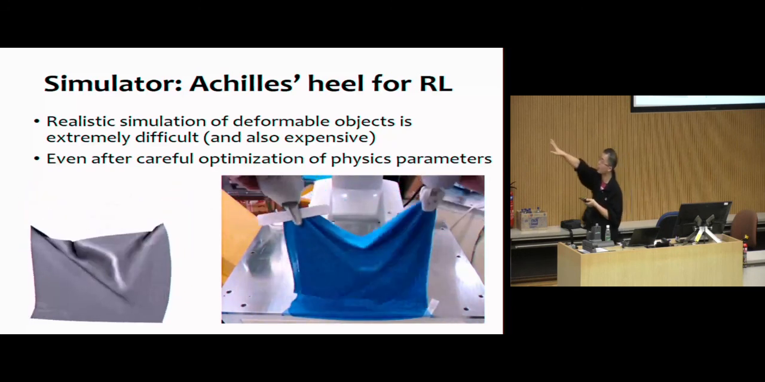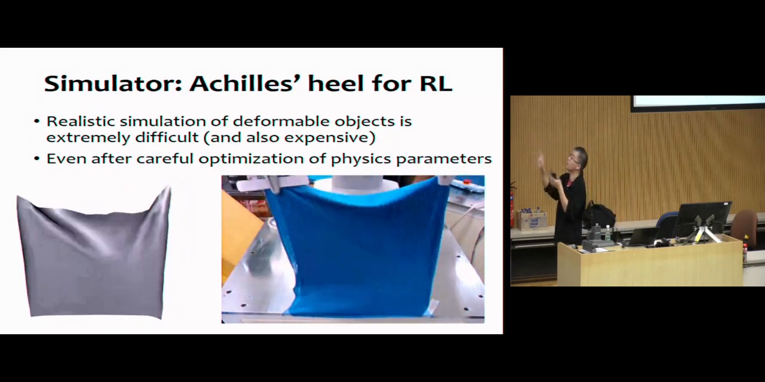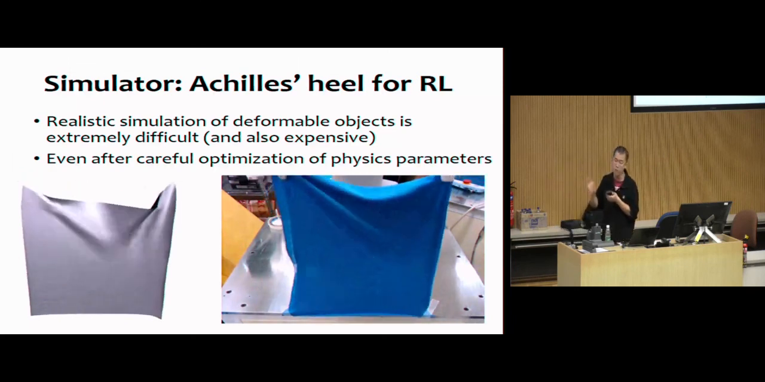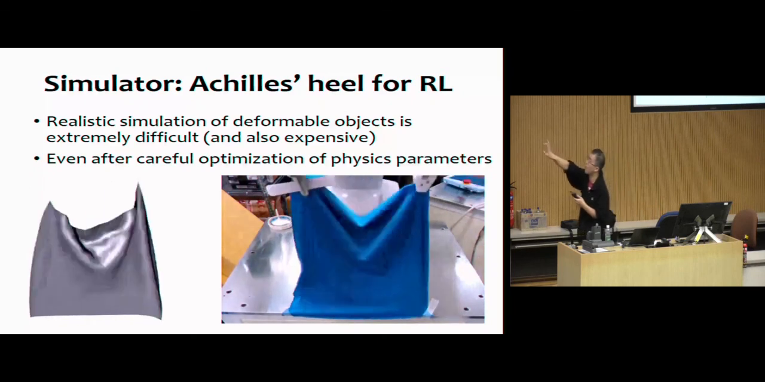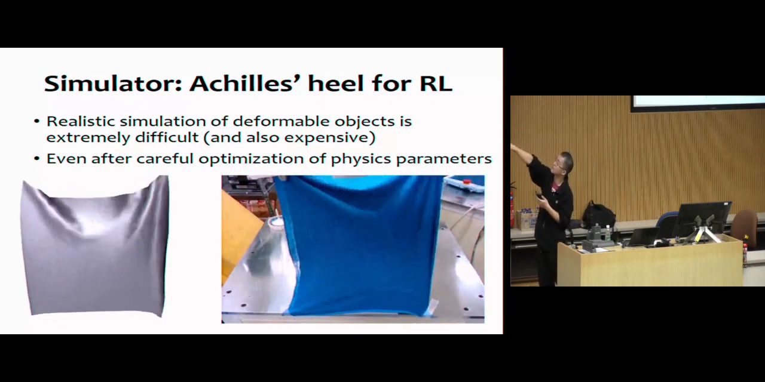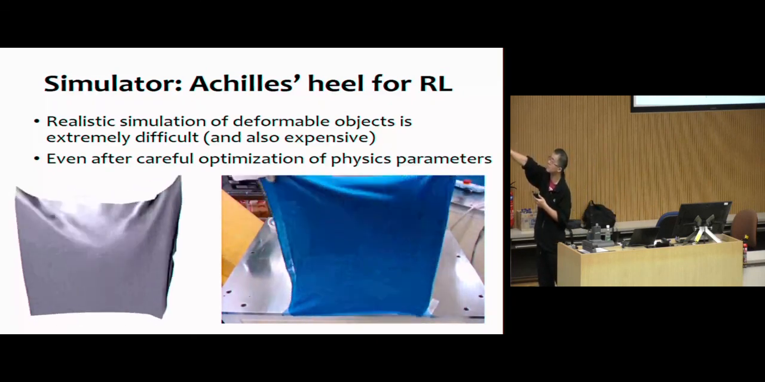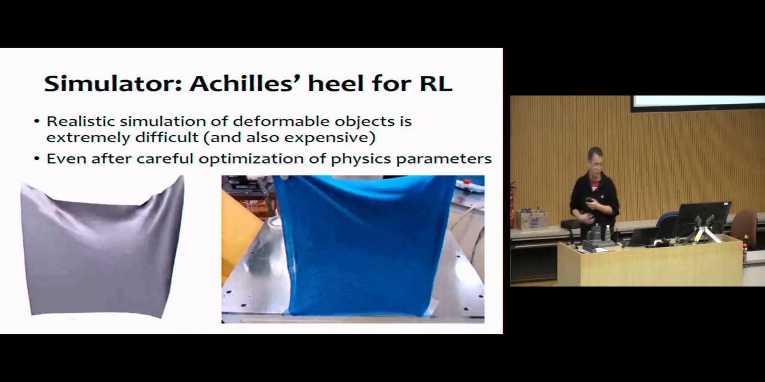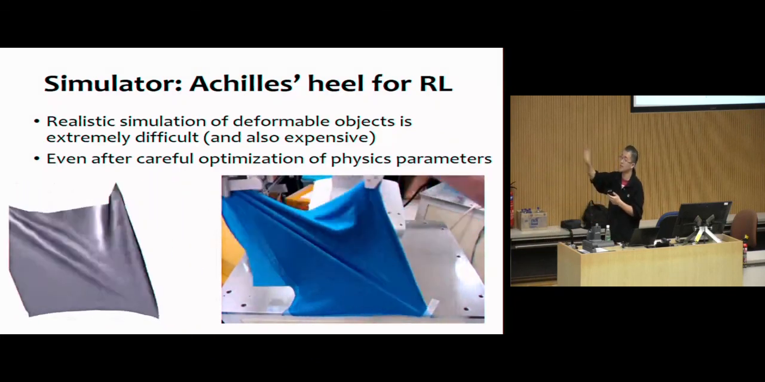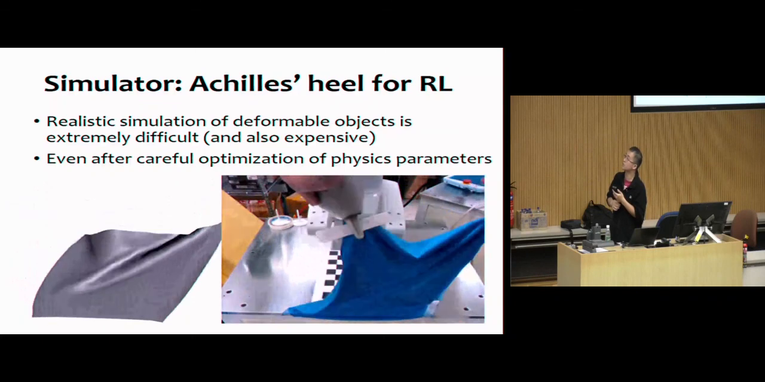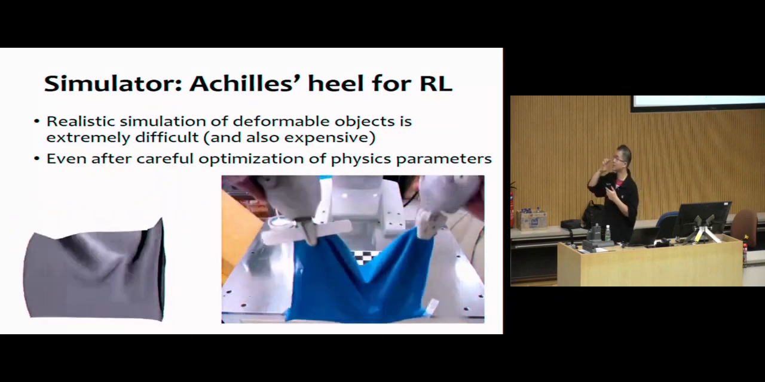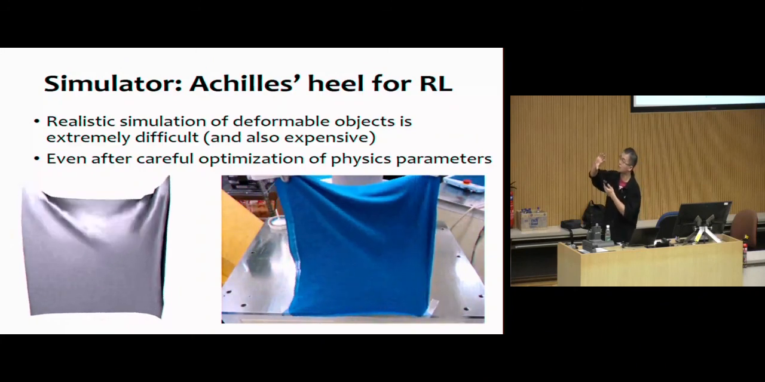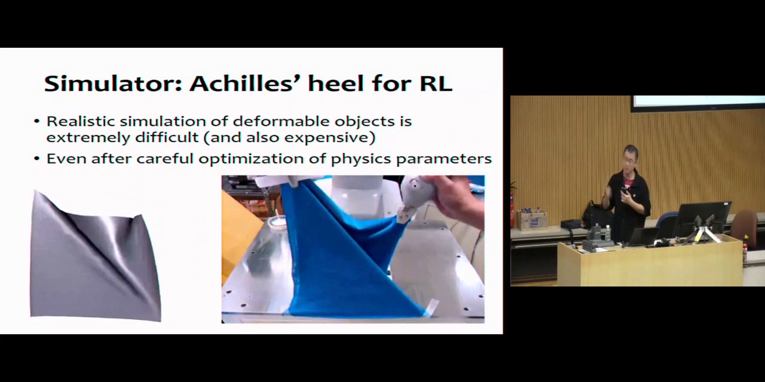Okay, so this is our result after very, very careful optimization of the hyperparameters for the physics simulator. But as you can see, even though it is already very similar, some important details are still very different. So if these details do not affect your controller, that's okay. However, if your learning algorithms leverage these details, then it will be a disaster.